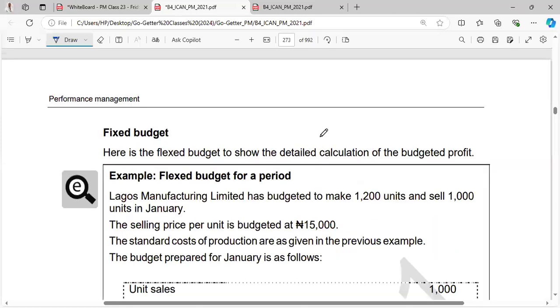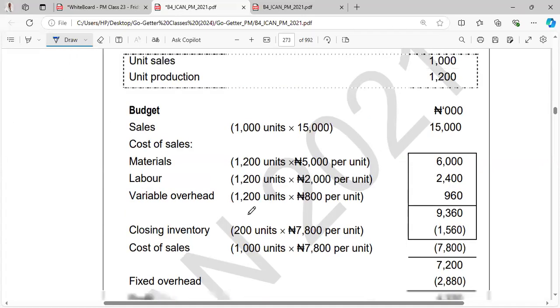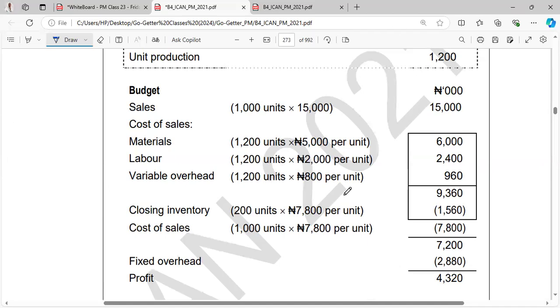These are the cost per unit. So it's valued at material: one unit costs this, one unit of labor costs this, one unit of variable overhead costs this. So that is the closing stock you are valuing. The remaining 200 you didn't sell. So the closing stock is valued at this. Deduct it from the variable costs.